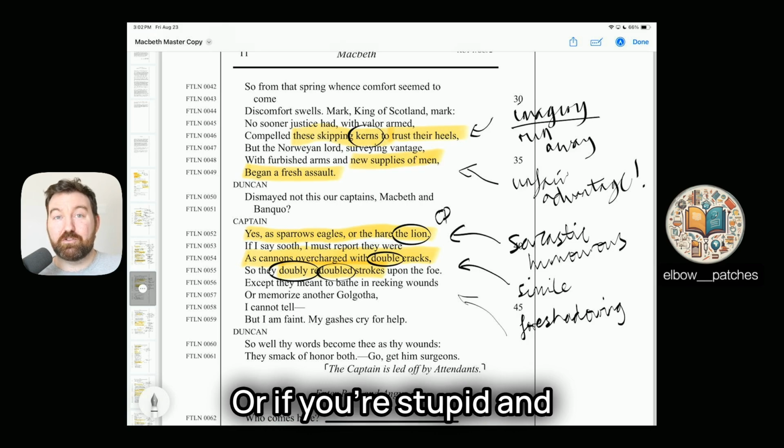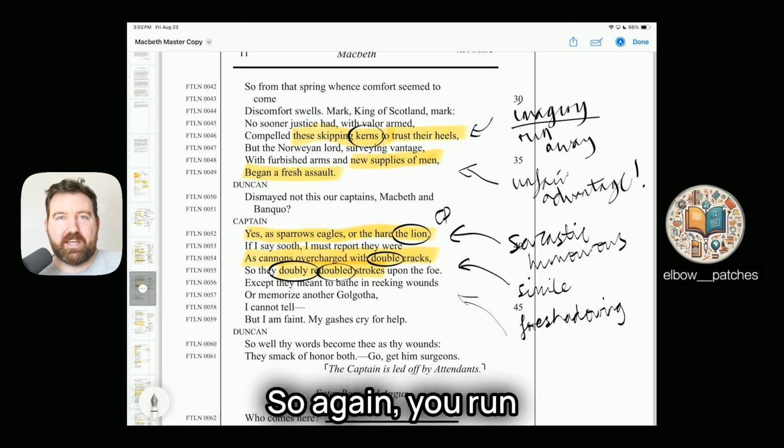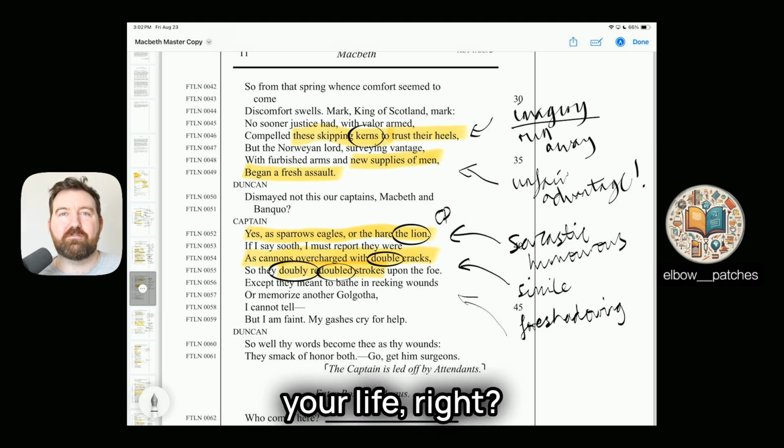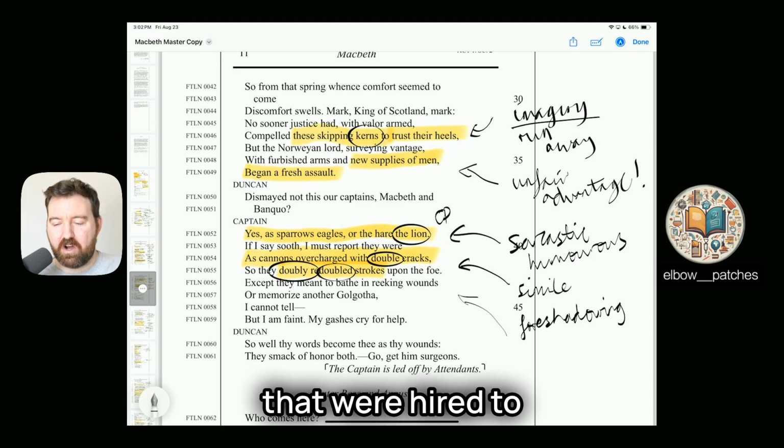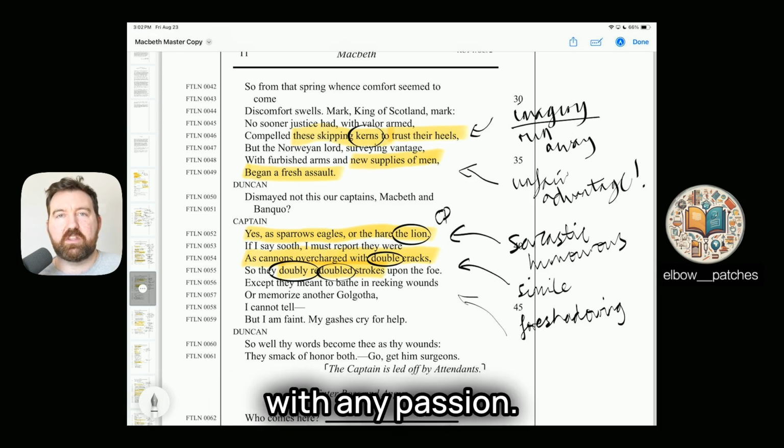Or if you're stupid and you fought before getting paid, the boss is dead now. You're not going to get paid. So again, you run away and you save your life, right? These men that were hired to fight in MacDonald's army weren't fighting with any passion. They were just fighting for money, so they run away, okay?